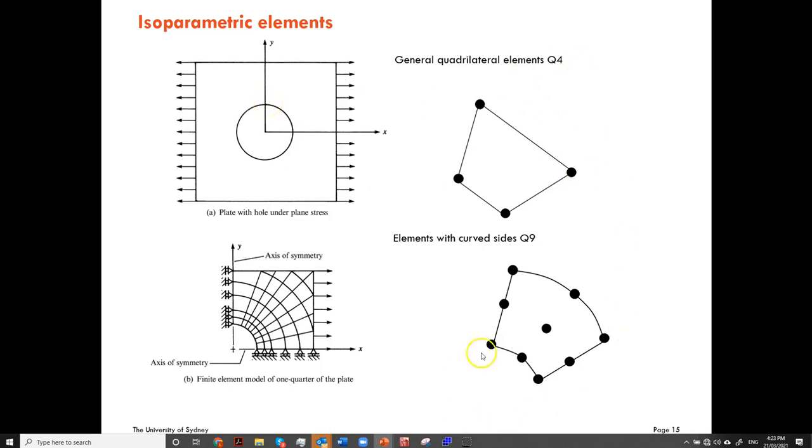And you can get even more sophisticated elements, for example this one that has curved boundaries. This side is a quadratic function and this one is a quadratic function. These are called high order elements. For example, these have 9 nodes, the Q9 element. They are very good in this case because you can capture the boundary better with quadratic functions. It reduces the error in capturing the boundaries. These kinds of elements, we are going to learn about in the isoparametric formulation of finite elements.